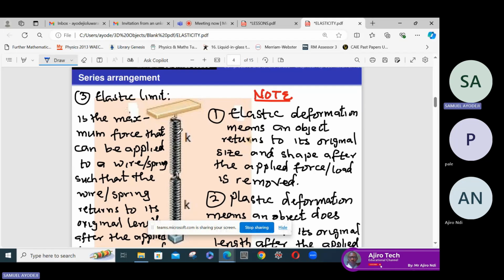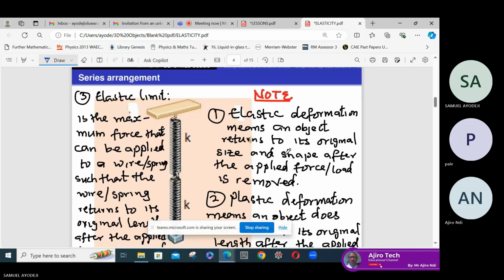Now, there are some points that you need to note here. Definitions: what is elastic deformation? What do I mean by plastic deformation? What do I mean by elastic limit? They are just definitions that you need to know.